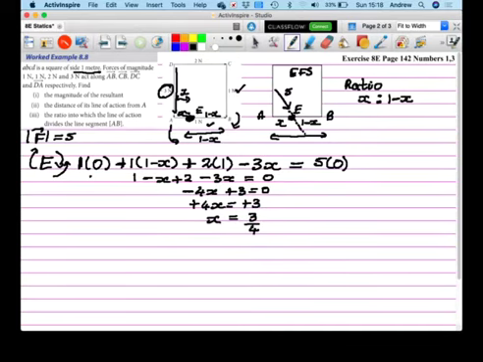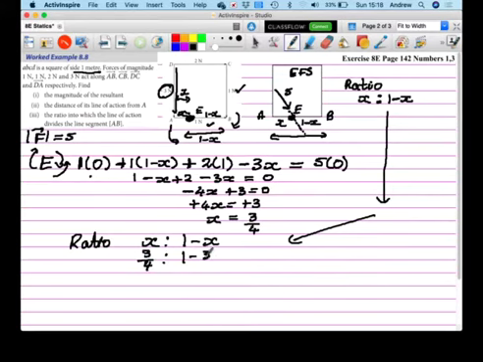So we go back to what we were trying to do at the beginning, which was our ratio. And our ratio is x on 1 minus x. So it's going to be 3/4 on 1 minus 3/4. So it's going to be 3/4 on 1/4. And because it's a ratio, we can multiply to get rid of the bottom of the fraction. So the ratio will be 3 to 1. That's the end of example 8.8.